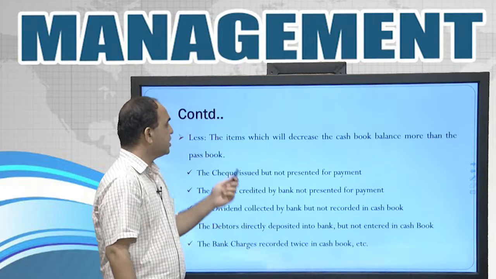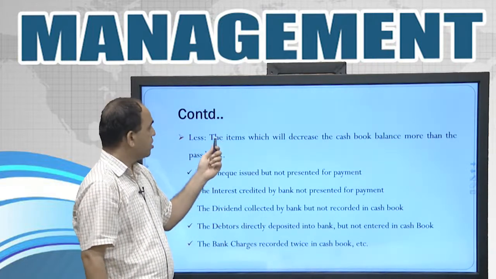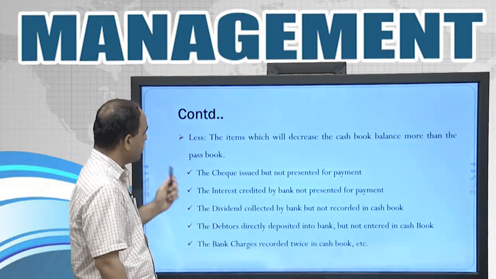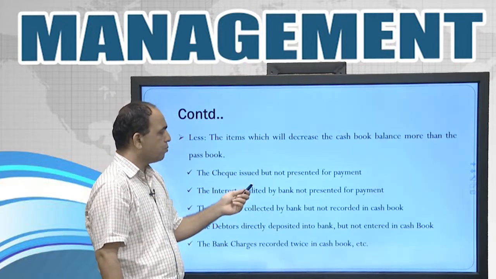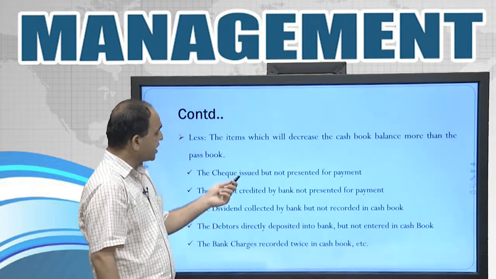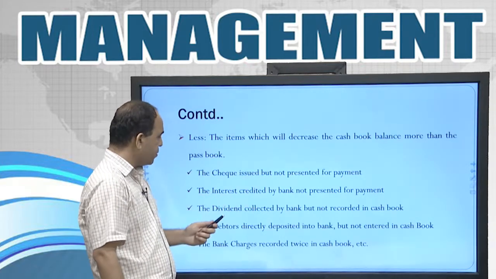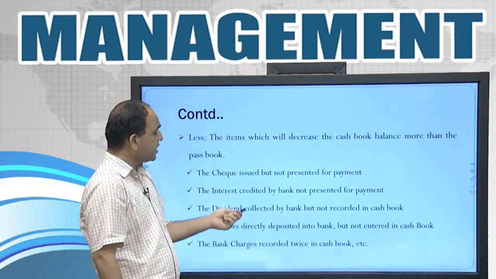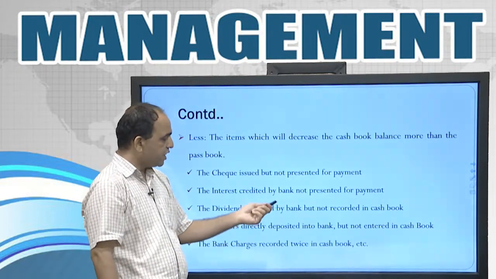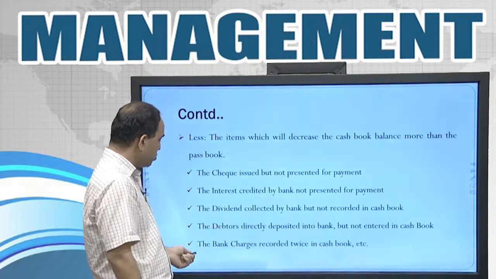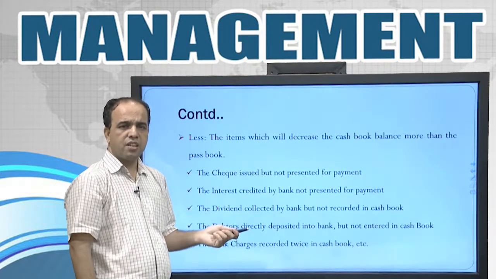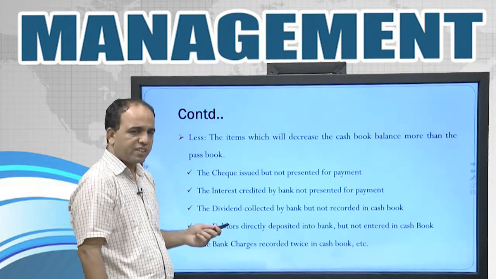Which are the items generally we deduct? The items which will decrease the cash book balance more than the passbook. The check issued but not presented for payment, very common. The interest credited by bank but not recorded. The dividend collected by bank but not recorded in cash book. The debtors directly deposited into bank but not entered in cash book, and the bank charges recorded twice in the cash book. So, these are the reasons behind this type of transactions.